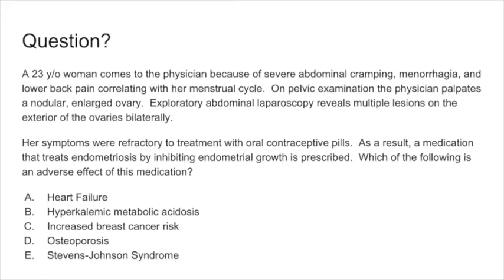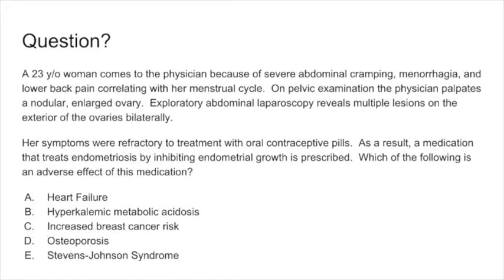All right, quick question. A 23-year-old woman comes to the physician because of severe abdominal cramping, menorrhagia, and low back pain correlating with her menstrual cycle. On pelvic exam, the physician palpates a nodular enlarged ovary. Exploratory abdominal laparoscopy reveals multiple lesions on the exterior of the ovaries bilaterally. Her symptoms were refractory to treatment with an OCP. As a result, a medication that treats her endometriosis by inhibiting endometrial growth is prescribed. Well, that's nice. They told you it was endometriosis. Which of the following is an adverse effect of this medication?